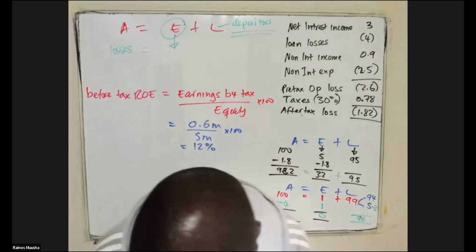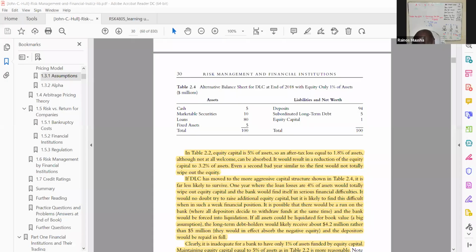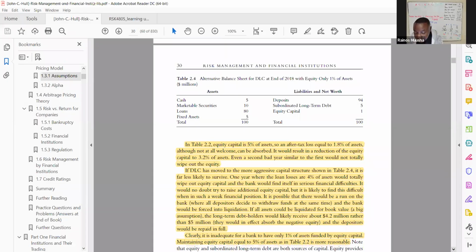So going back to our question, going back to the example, this is why they say they would be able to receive 4.2 million rather than the 5 million that they initially invested. In this case, for the 1.8 million loss suffered on the asset side, 1 million will be absorbed by the equity capital holders, and the other 0.8 million is going to be absorbed by the subordinated long-term debt. Which means instead of getting 5 million, they're getting 0.8 million less, which equals the 4.2 million in this case.